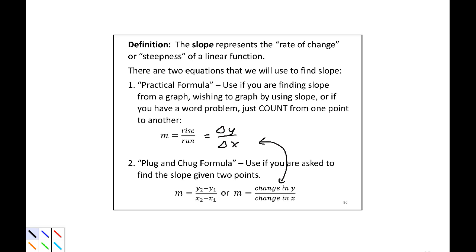Then there is the plug and chug formula. If you're using 2 points, you can say that slope m equals y2 minus y1, quantity divided by x2 minus x1, altogether. Now let's look at some sample lines for each of these.